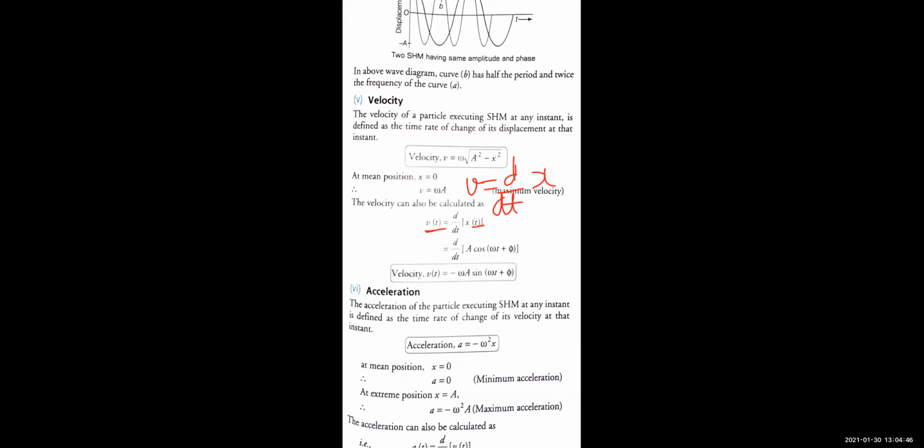Now we know the displacement, which is a function of time, is written as a cos(omega t plus phi). Now if we do the differentiation of cos(omega t plus phi) with respect to t, then the differentiation of cos(omega t plus phi) is minus sin(omega t plus phi). So here you have a minus sign and here you have sin(omega t plus phi). But the differentiation of omega t, right? Let me show you how it will be done, children.